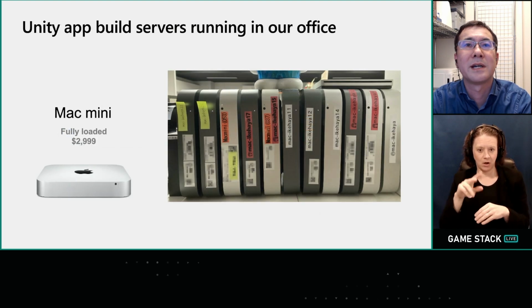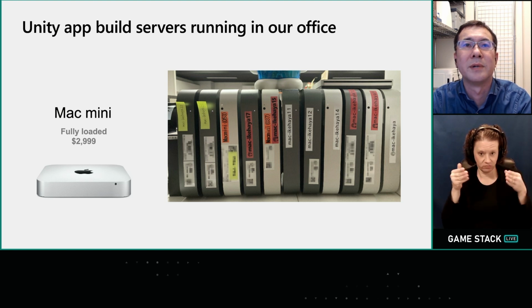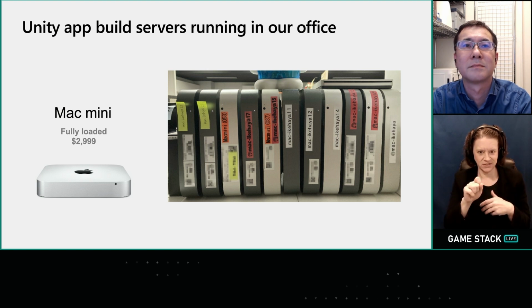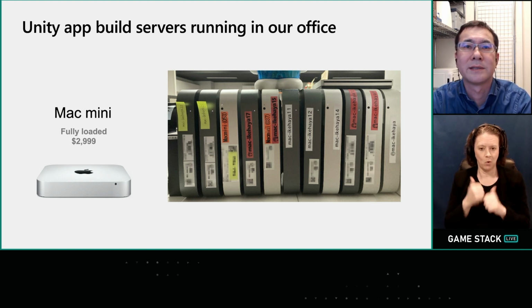And this picture is our servers dedicated to building Unity mobile apps. You can see 11 units of Apple Mac Mini, now running in our empty office. Most of them are fully loaded, that is, the most expensive configuration, each pricing about $3,000 US. We want to stop using these servers.